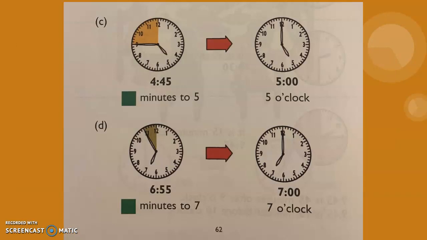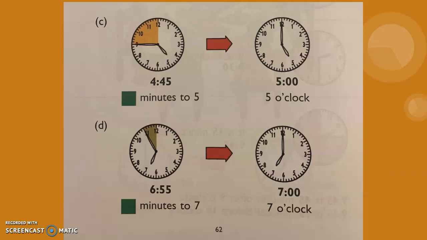So here's C and D. So first let's look at C. It says 4:45. How many minutes is that to 5 o'clock? How many minutes? Look at that minute hand there. How many minutes until we get to 5 o'clock? So you can start at 9 and count each number up to 12. So we can count that 10 would be 5, 11 would make 10, and then the 12 makes 15. That lets us know that it is 15 minutes to 5 o'clock.